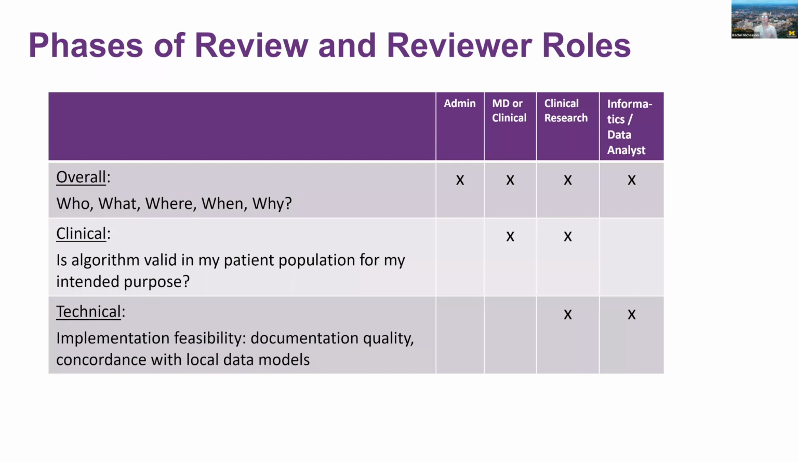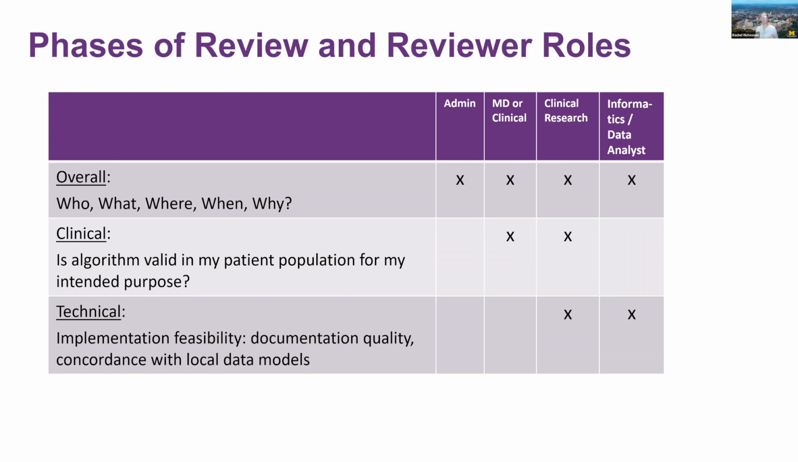He offers some ways to think about criteria. First, overall criteria: who, what, where, when, why. Like, who is this meant to address? Which patients is this meant to identify? What is it? Where is it implemented? When and why, right? So those basics, and a lot of different people could evaluate those.